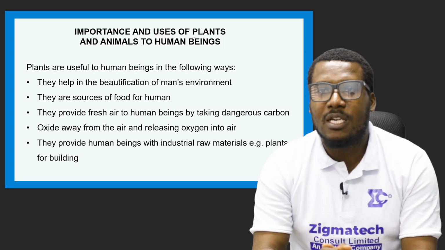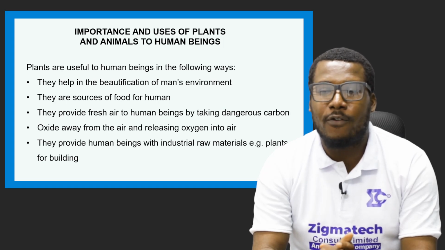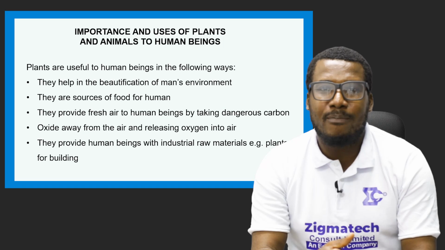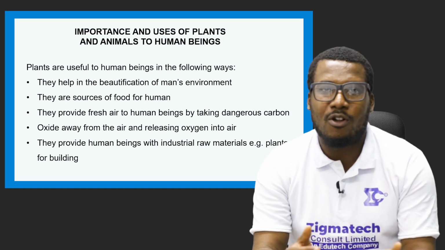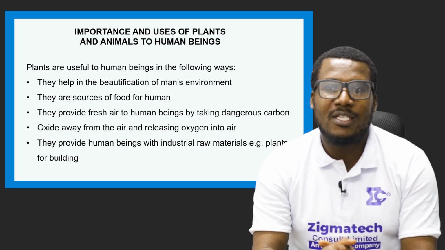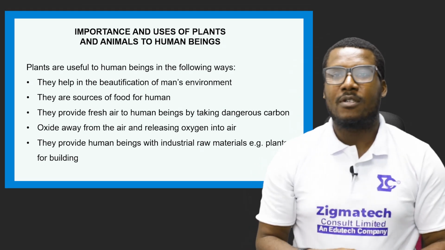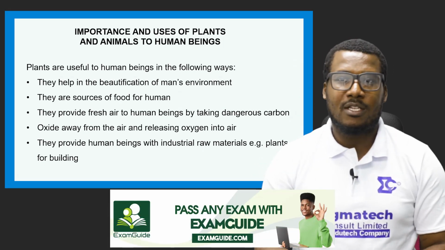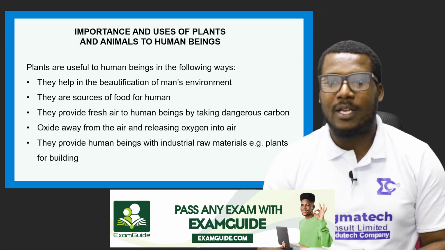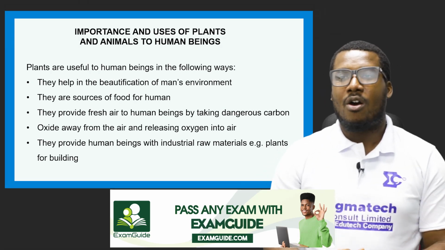Number two, they are sources of food for humans. Humans want to eat beneficial food. We love our veggies. Those are called vegans, vegetarians. They want to eat vegetables. We eat lots of vegetables to power our body with blood and the needed oxygen.